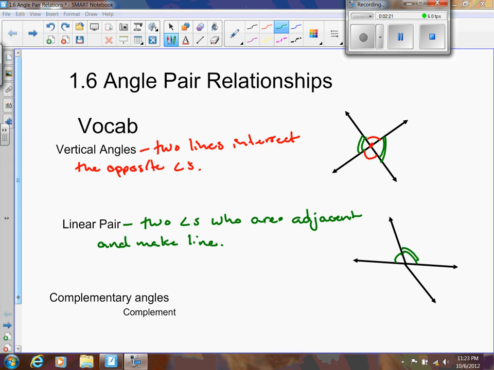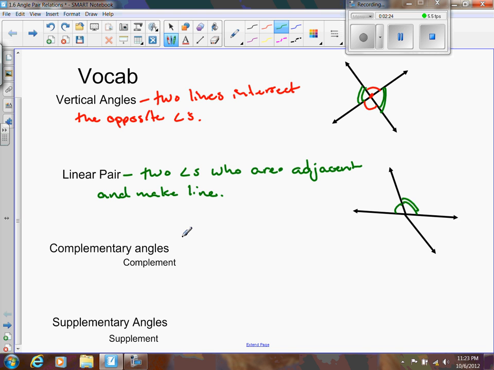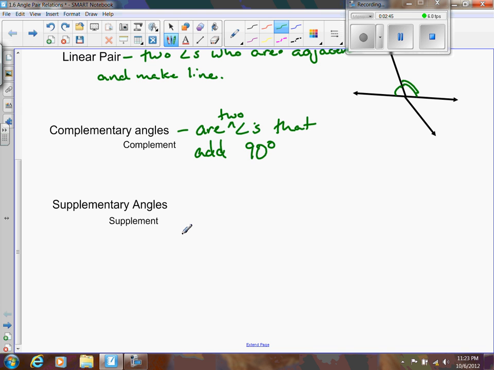Complementary angles are two angles that add up to 90 degrees. Supplementary angles are two angles that add up to 180 degrees.